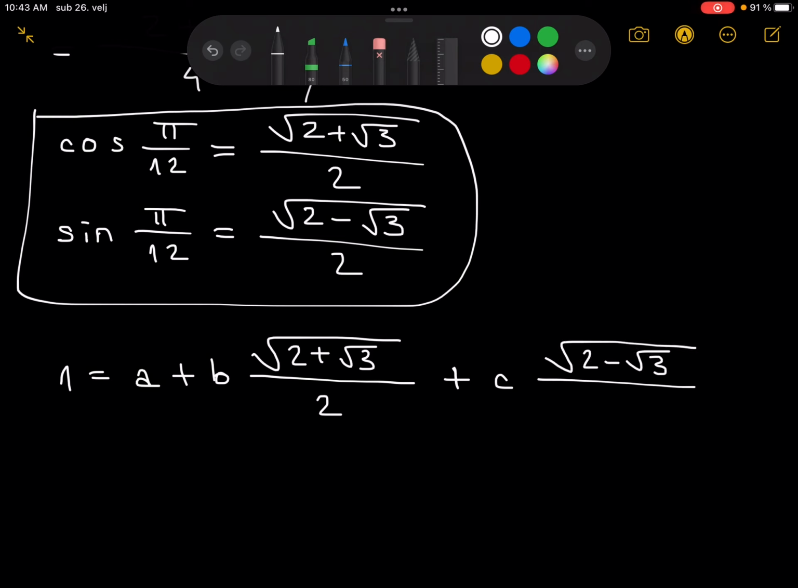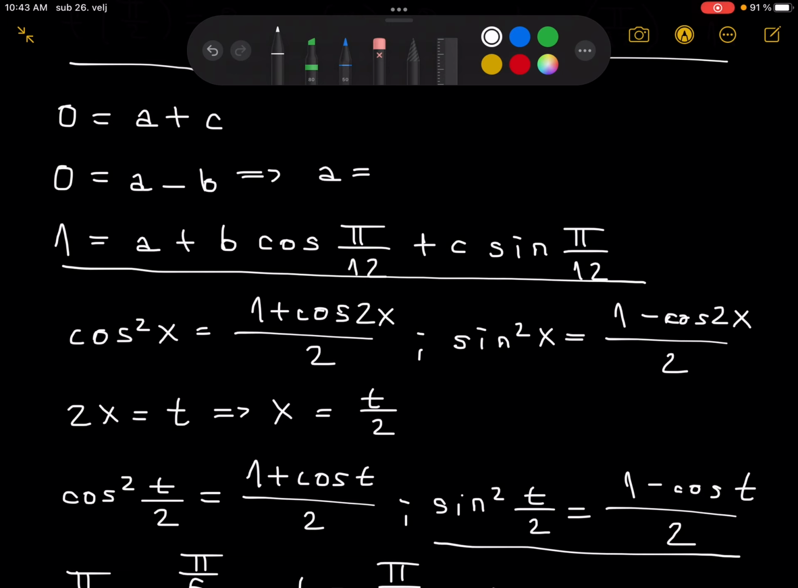Now, another thing that I want you to notice is from this equation, we get that, okay, let's do it this way. Let's go ahead and subtract these two equations.